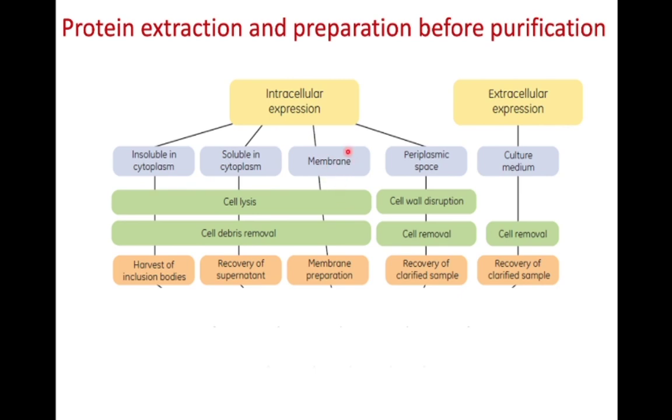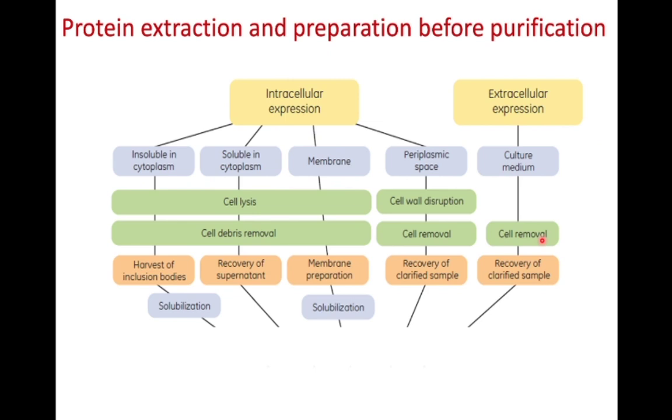If there's membrane, then we would have separated the sample which is membrane bound, and then we need to do a membrane preparation. And in the case of the periplasmic space, we've done the cell wall disruption and cell wall removal, and then we have to recover the clarified sample. The same is also true of extracellular expression: we need to recover the clarified sample.